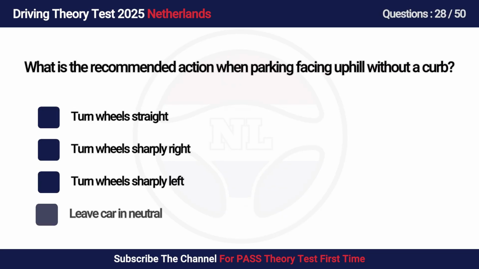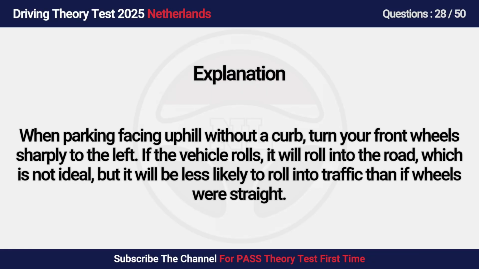Question 28. What is the recommended action when parking facing uphill without a curb? A. Turn wheels straight. B. Turn wheels sharply right. C. Turn wheels sharply left. D. Leave car in neutral. Answer is C. Turn wheels sharply left. When parking facing uphill without a curb, turn your front wheels sharply to the left. If the vehicle rolls, it will roll into the road, which is not ideal, but it will be less likely to roll into traffic than if wheels were straight.